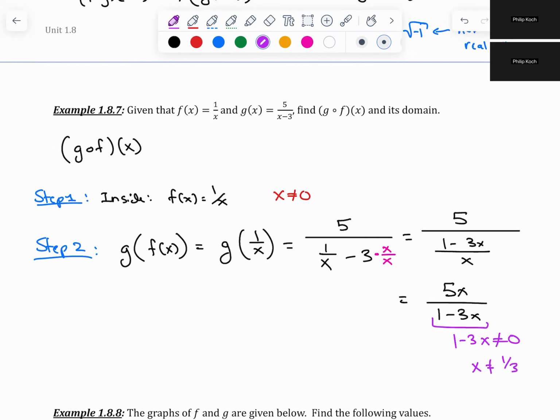What we'll do is we'll subtract 1 from both sides. You get negative 3x equals negative 1. Divide by negative 3. You get positive 1/3 because the negative divided by a negative is a positive.